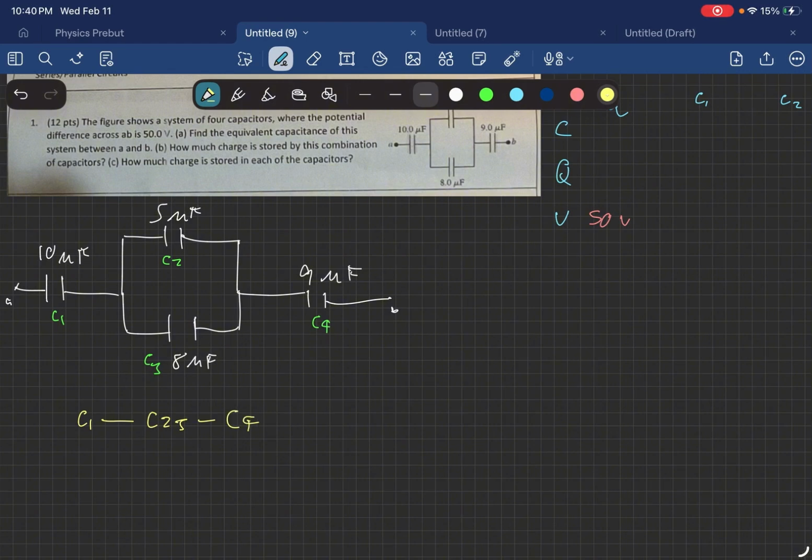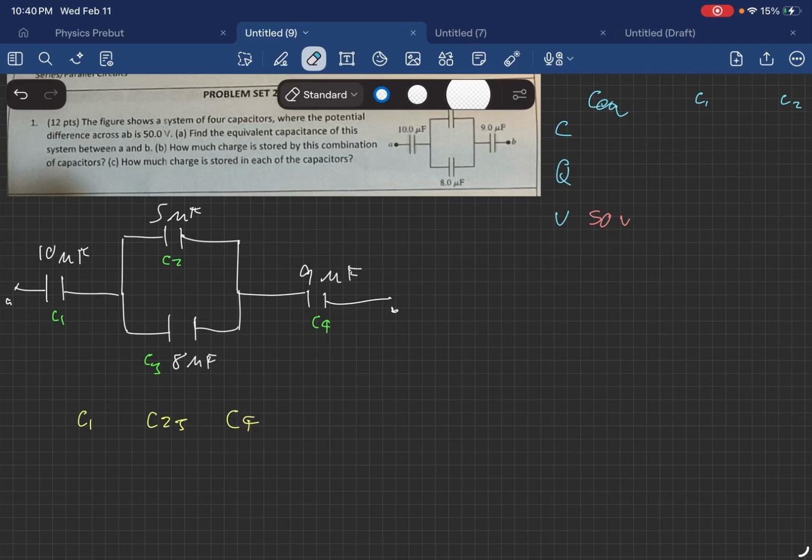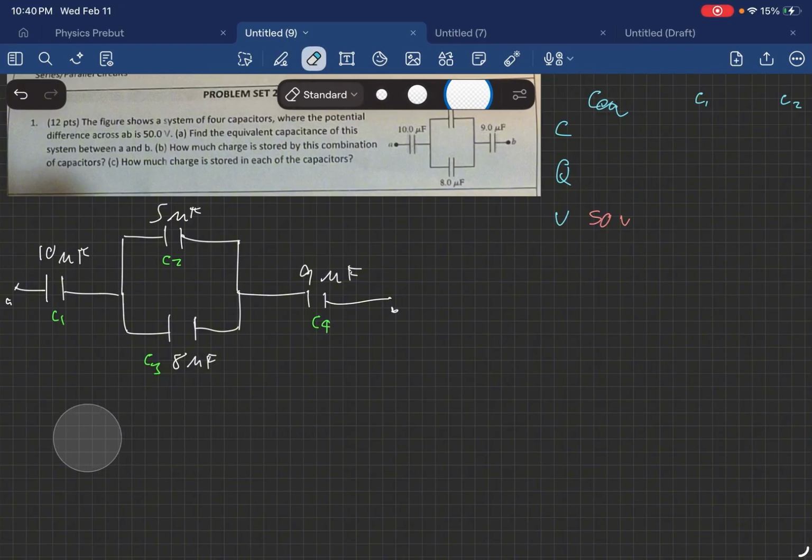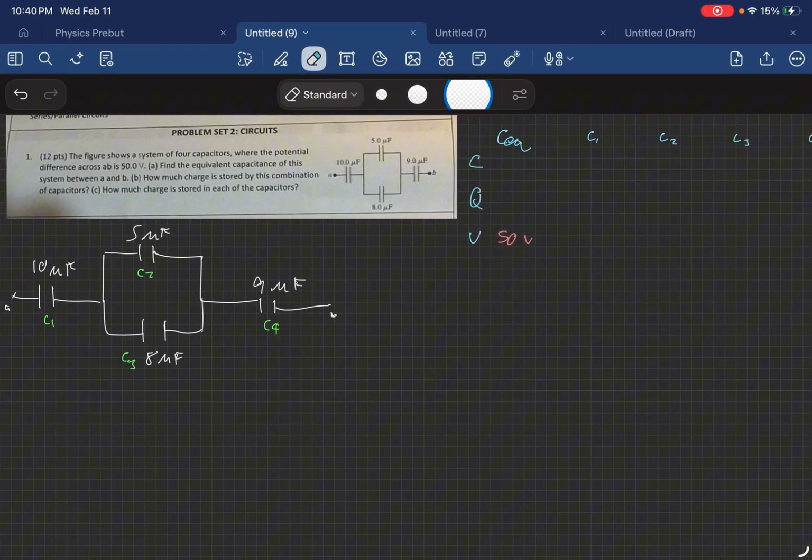C1, C2, C3, C4, and they're in series. So this is basically how it looks like. As simple as that. Let's get to it, guys. Let's write down our equations. Actually, let's just write down our givens.